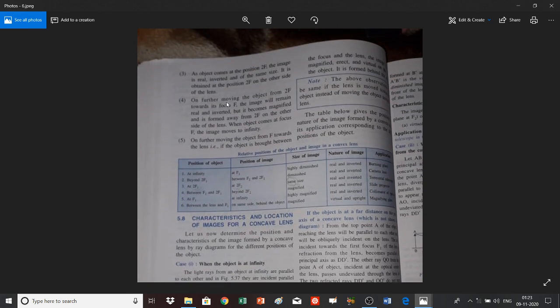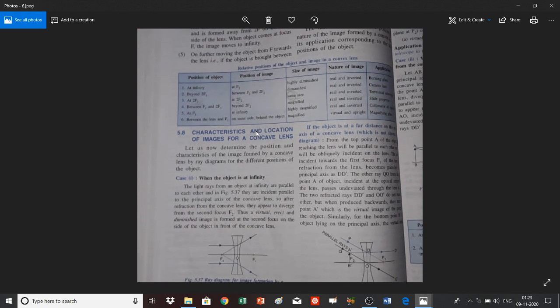We already found it. On further moving the object from 2f towards the focus f, the image will remain real and inverted, but it becomes magnified and is formed away from 2f on the other side of the lens. When the object comes to the focus f, the image moves to infinity. You know all these things.